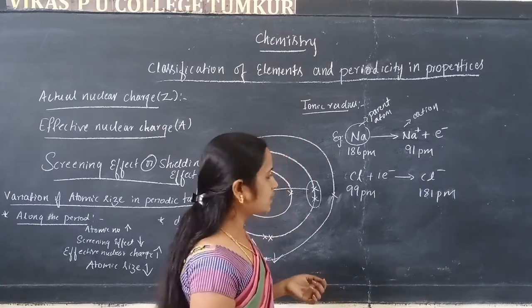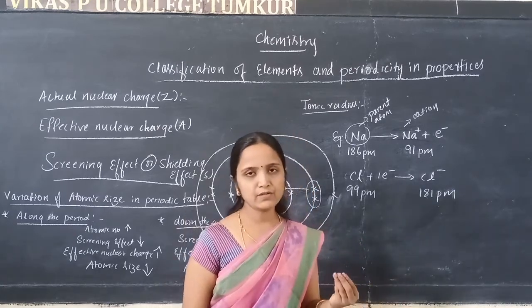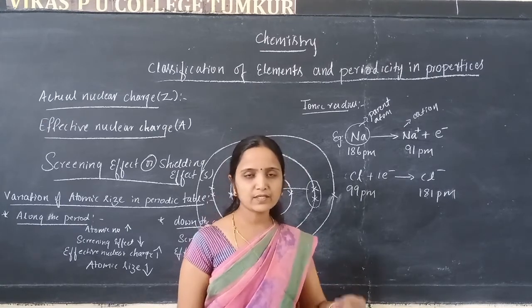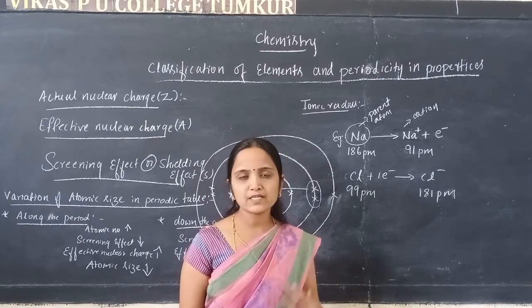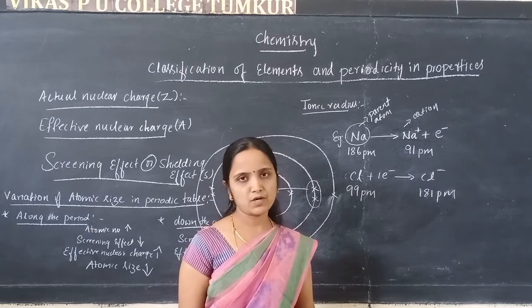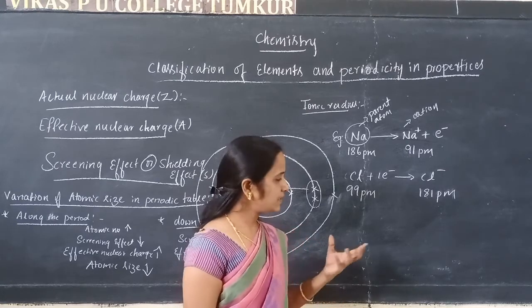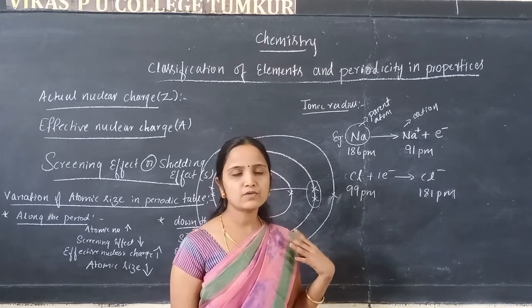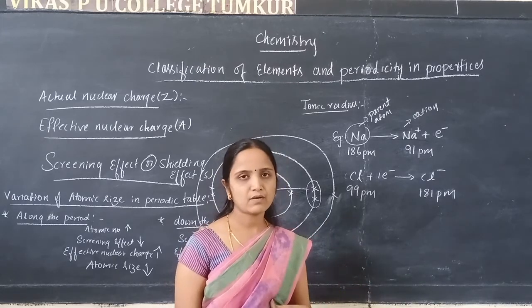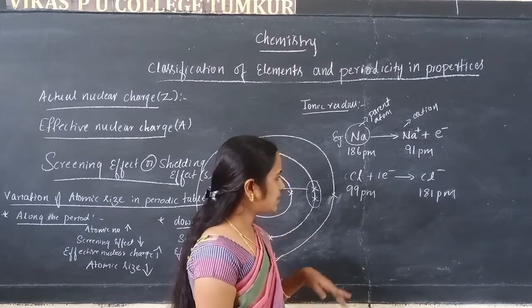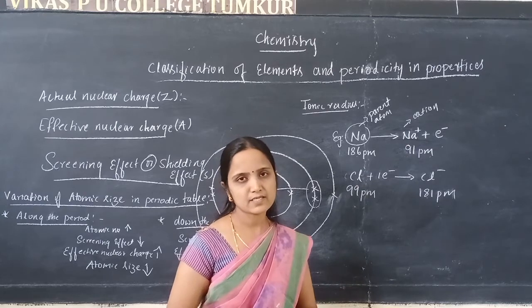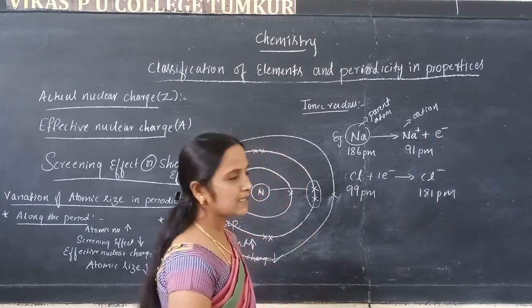And therefore the electron is going to be added, which increases the effective nuclear charge. At that time, the electron cloud expands. Therefore, the size of the anion increases. This is about the ionic radius.